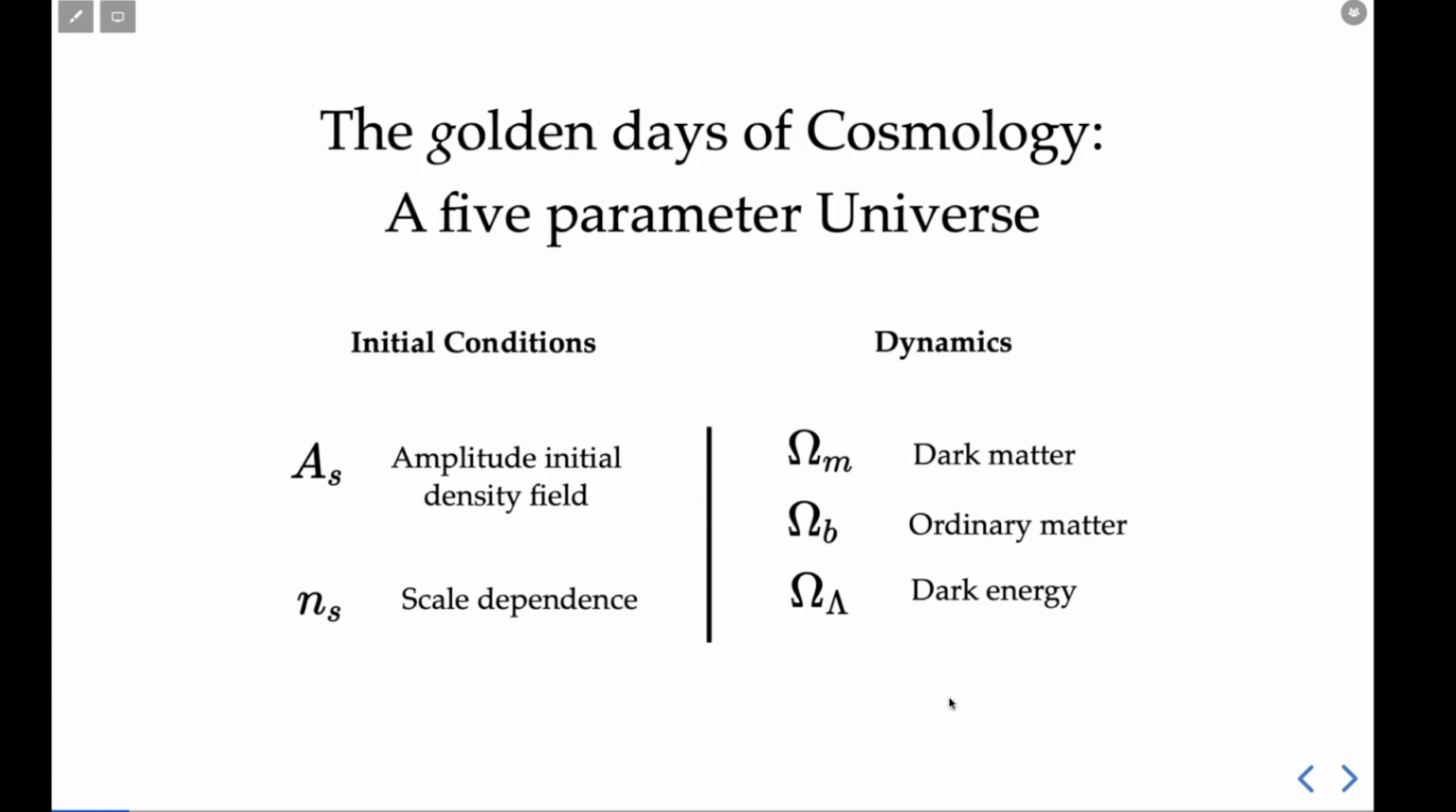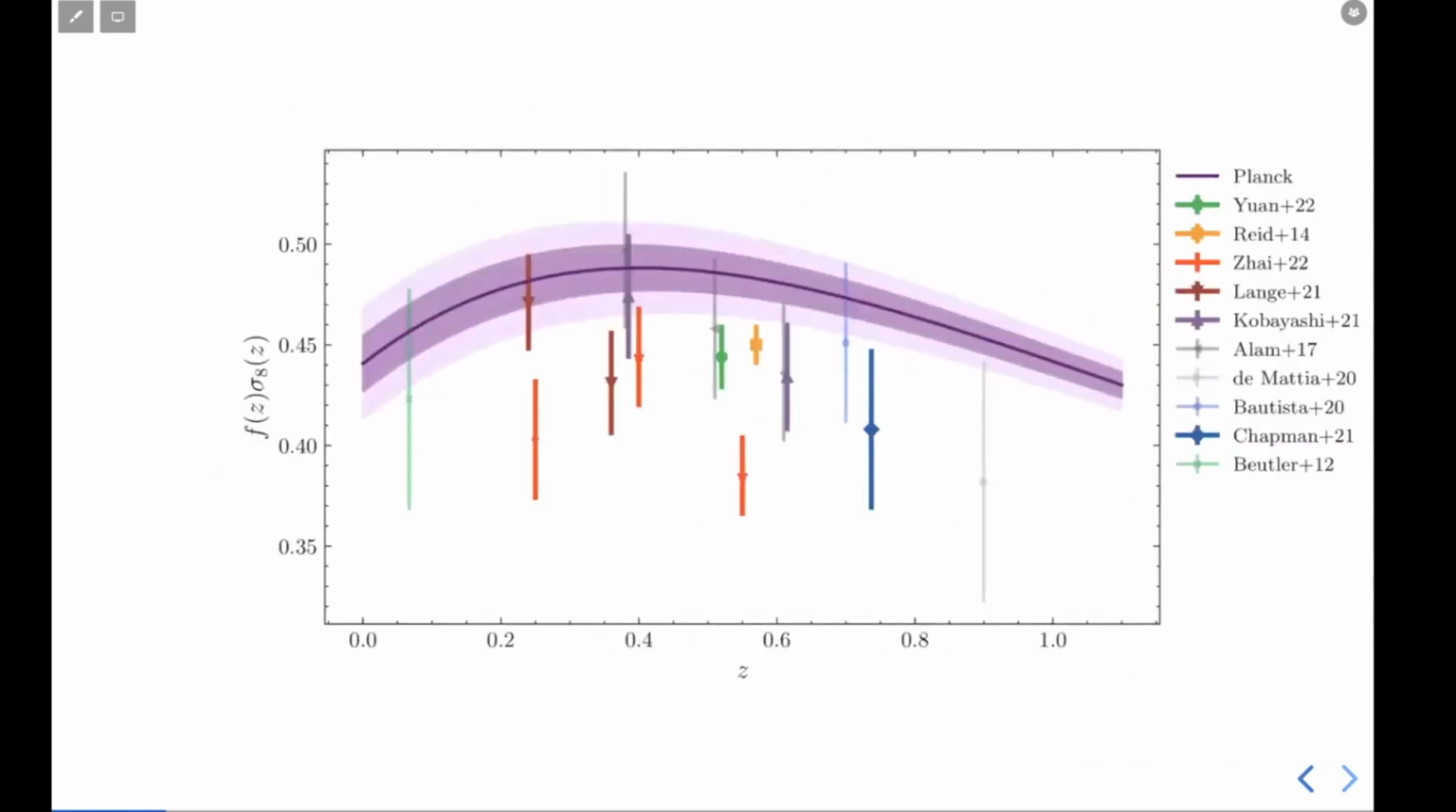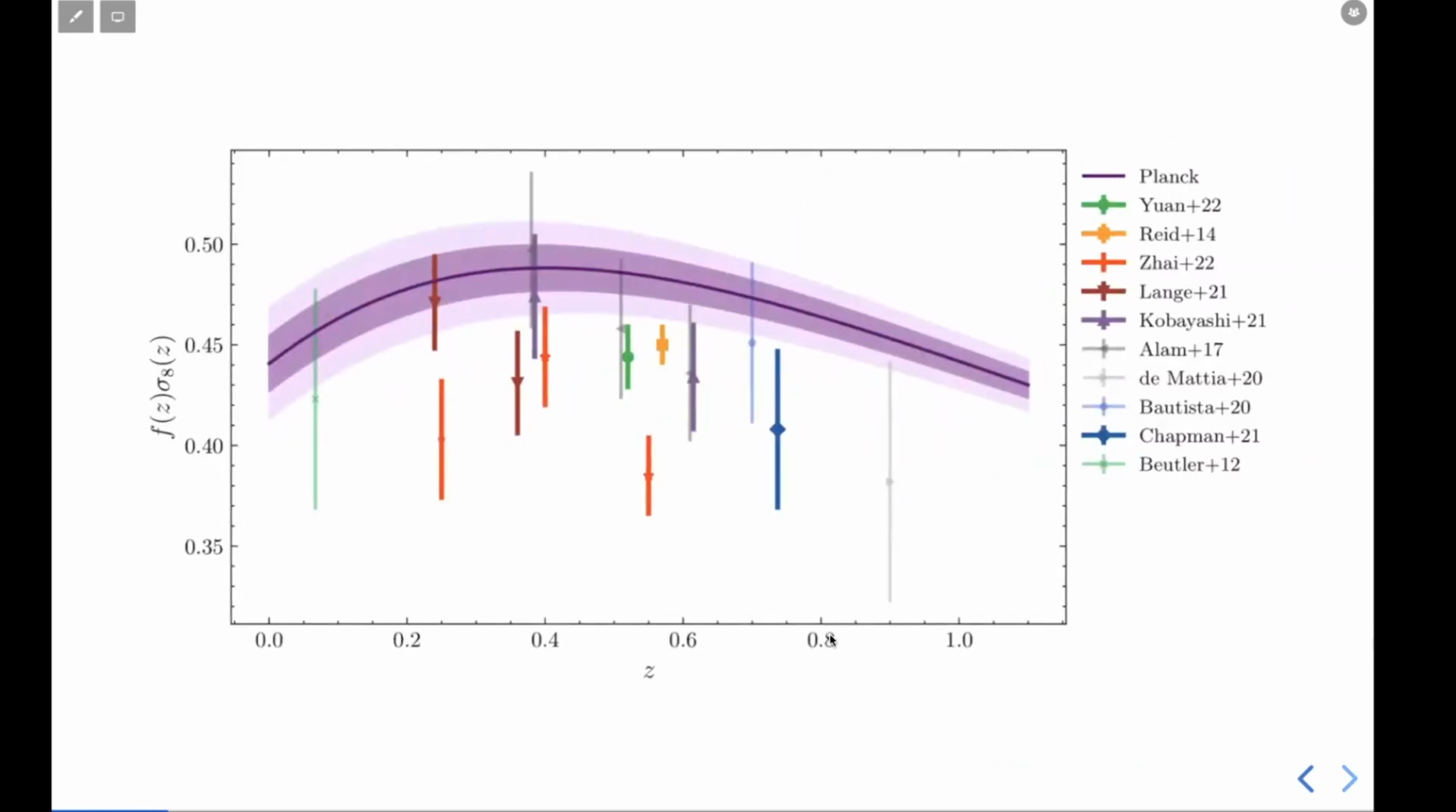And how will we know that it breaks down is by comparing different data sets. So for instance, one of the measurements that are very important currently is the growth rate of structure in the universe. So this f(z), where z, the x-axis, is redshift, and f is the rate at which structures grow in the universe. What you see is the Planck prediction in the background. The Planck is a measurement of the early universe, the CMB.